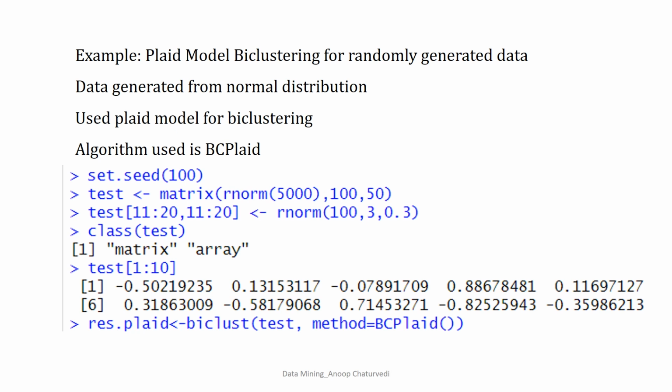Now we consider this example of Plaid model biclustering. We have applied the Plaid model for doing the biclustering of a randomly generated data set. The data matrix has been generated from the normal distribution, and then we have used the Plaid model, and the algorithm which we have used for this purpose is BC Plaid. This is a part of the data set which we have displayed here just for demonstration purposes, and then we have applied the biclustering here.